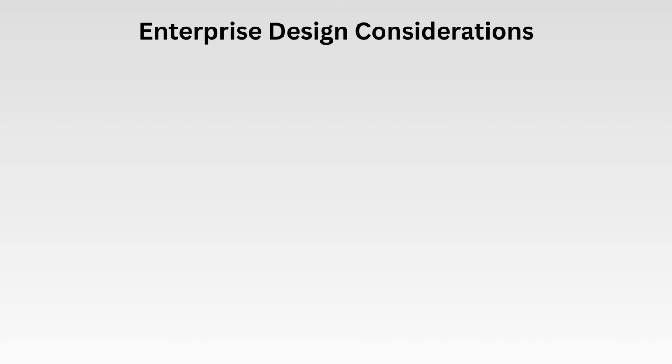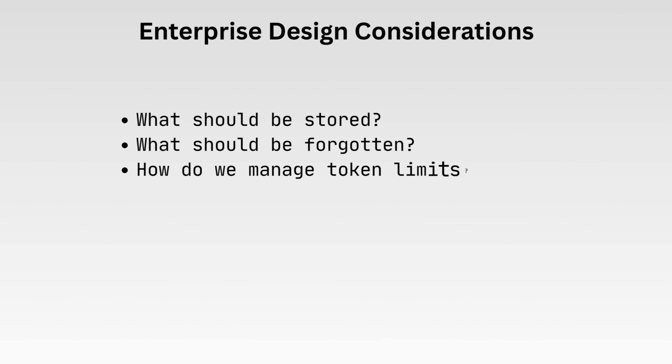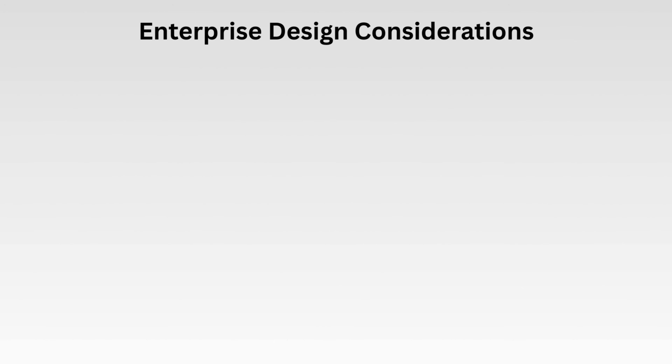In production systems, memory design raises important architectural questions. What should be stored? What should be forgotten? How do we manage token limits? How do we prevent stale or incorrect memory from influencing decisions? Poor memory design can degrade performance or introduce hallucinations. Good memory design improves precision, personalization, and efficiency.